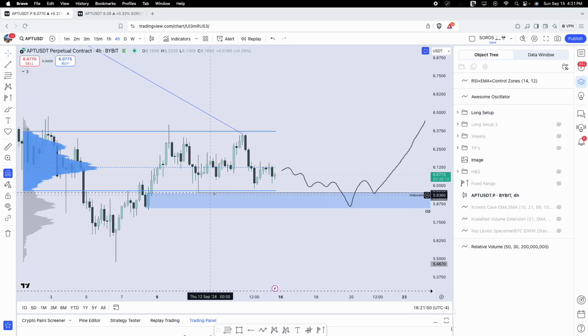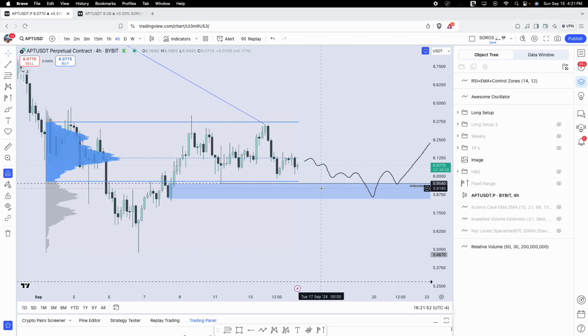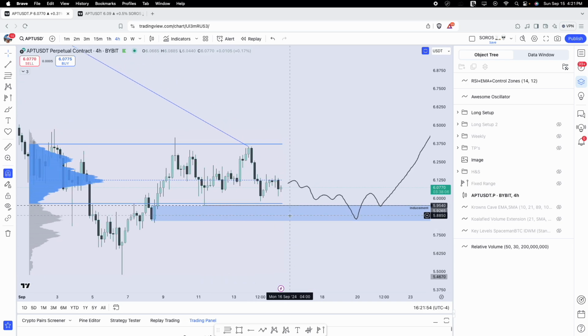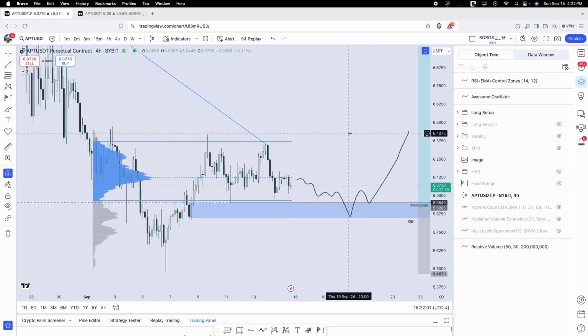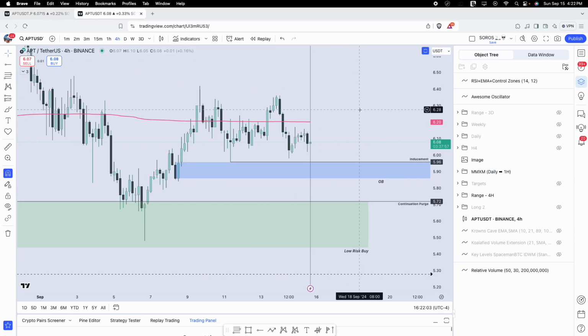And in that same range, we have the equal lows. So I'd imagine there's going to be a purge into demand. And what I want to see is an immediate reclaim of the value area low right here. And that would be the trigger to go long. So that's going to be the setup.